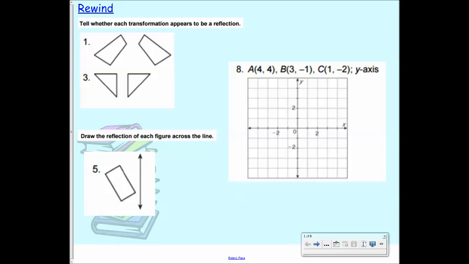So if A is on the left side, it would reflect to the right side. And if it were on the right side, it would reflect to the left. So half of them reflect one way, half of them reflect the other. Good. So if the line goes through the middle, that's what happens there.